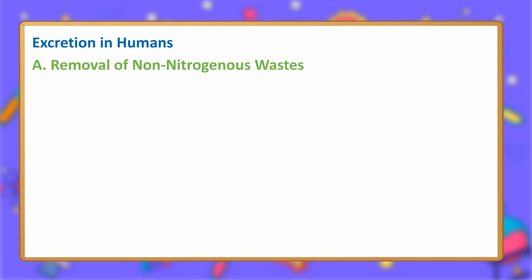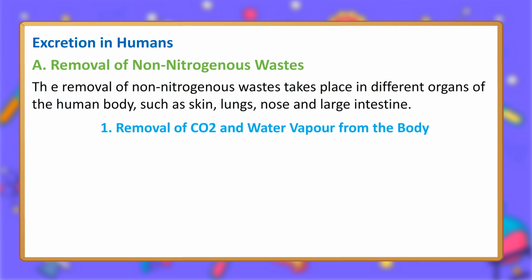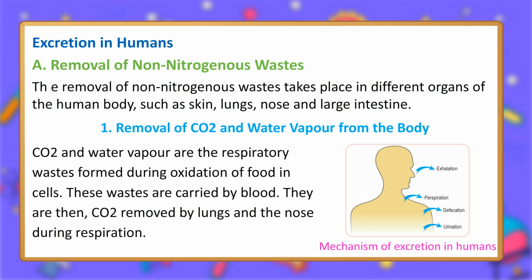Excretion in human. A. Removal of non-nitrogenous wastes. The removal of non-nitrogenous wastes takes place in different organs of the human body, such as skin, lungs, nose and large intestine. 1. Removal of CO2 and water vapor from the body.